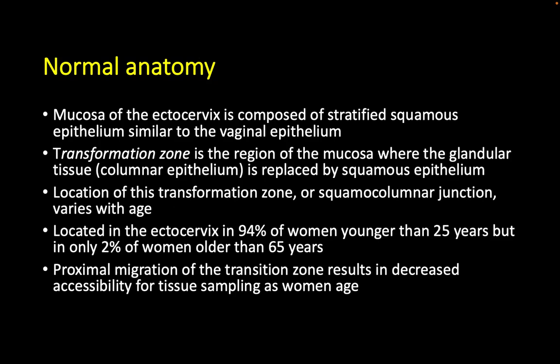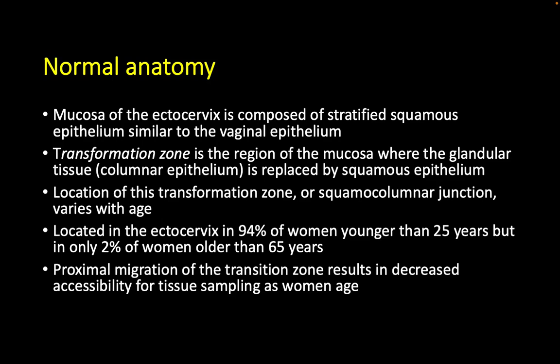As compared to the endocervical canal, the ectocervix, which protrudes into the vagina, is composed of the epithelium seen in the vagina, and that is the stratified squamous epithelium. What is interesting is the transformation zone, which is of course not seen on imaging, but is the region where the glandular or columnar epithelium of the endocervical canal is replaced by the squamous epithelium of the ectocervix. It is this transformation zone which is the origin of cervical cancers, and that is why it is important.